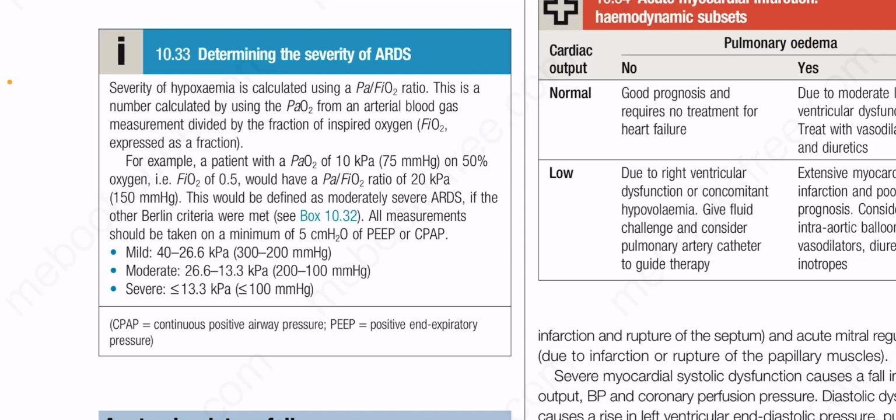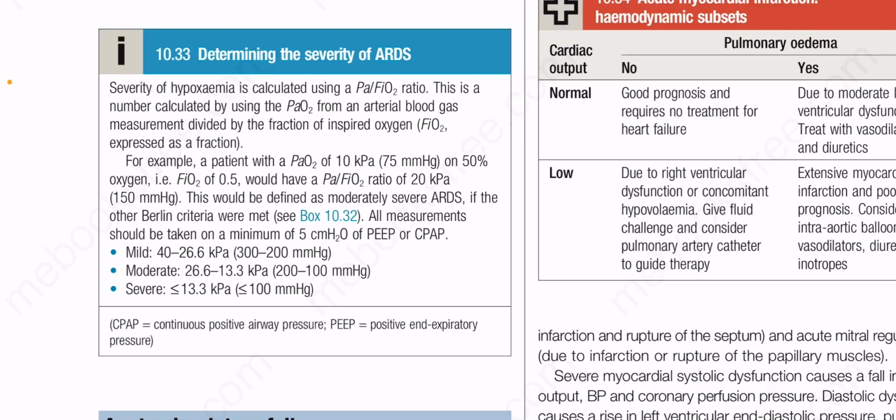Severity of hypoxemia is calculated using a partial pressure of arterial oxygen to FiO2 ratio. This is a number calculated by using the partial pressure of arterial oxygen from an arterial blood gas measurement divided by the fraction of inspired oxygen, FiO2, expressed as a fraction.